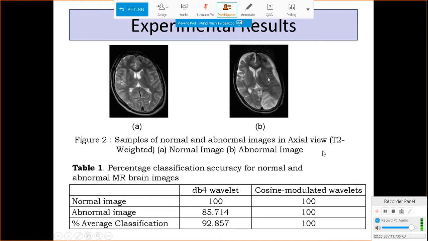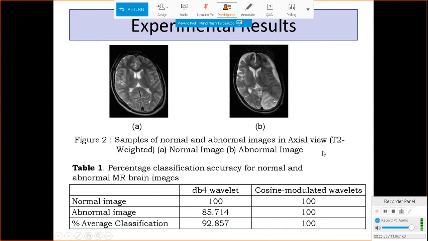Here you can see that this portion, the gray matter portion, is a little bit distorted. You can see a white portion in the gray matter portion. So this is a distorted portion. So this must be a tumor, and therefore we call this an abnormal image.